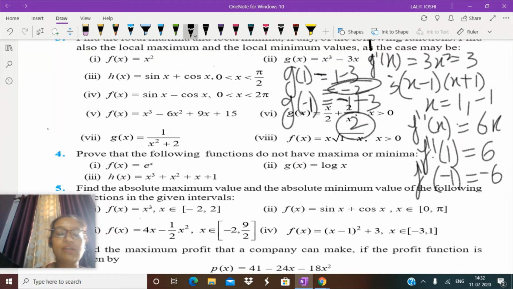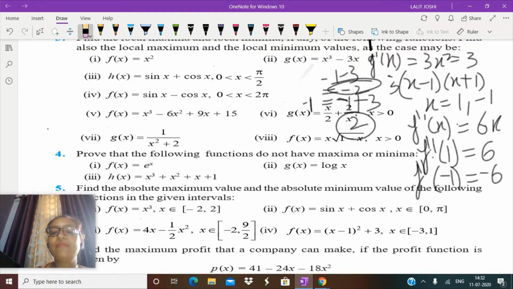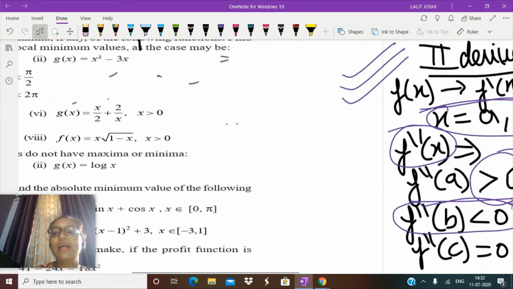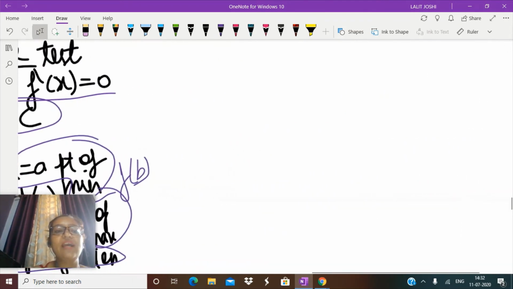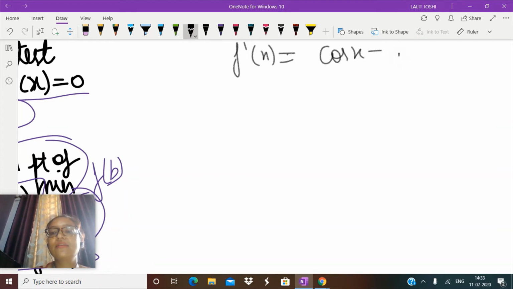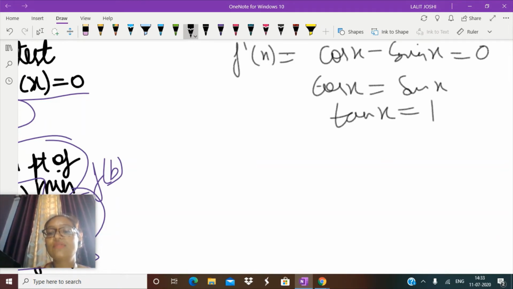Let's move on to the trigonometric question over here. What we have is sin x plus cos x, and it is for the open interval. I'll just find the derivative. The derivative of sin x plus cos x gives me cos x minus sin x, right? Then we will equate it to 0. So I'll get cos x is equal to sin x. Then I'll divide by cos x on both sides, so I'll get tan x as 1.